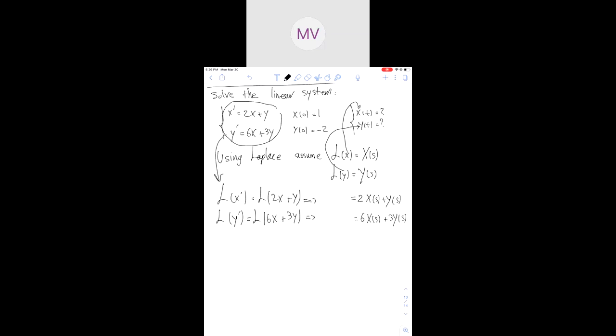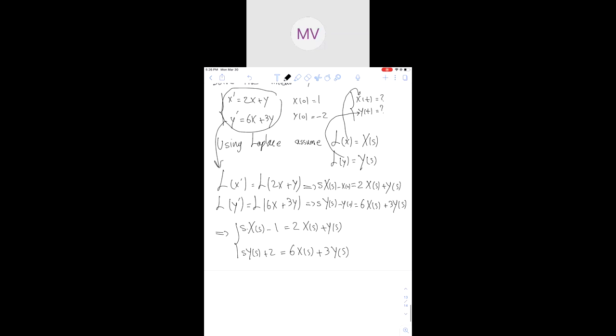What's the left side? We know the Laplace of a derivative, right? It was s x of s minus x at 0. And the other one is s y of s minus y at 0. y of 0 and x of 0 are given. So let me rewrite them again. It's going to be s x of s, that's multiplication, minus x of 0, which is 1, equals 2x of s plus y of s. And the other one is s y of s minus y of 0, which is minus 2, so it makes it plus 2, equals 6x of s plus 3y of s.